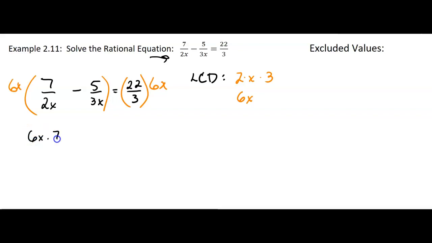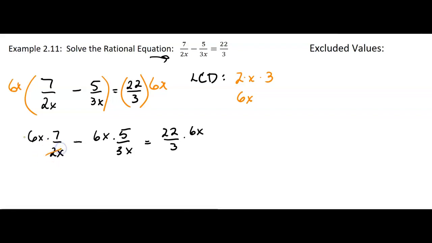6x times 7 over 2x. And you might be saying, well, why didn't you put 42x? I could have. And then 6x times 5 over 3x. And then on the other side, I have 22 over 3 times 6x. Yeah, you could multiply those numerators, but I didn't because here's what's going to happen. When I multiply by the LCD, because it's the LCD, all the denominators are going to cancel.